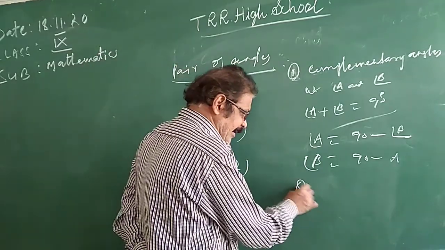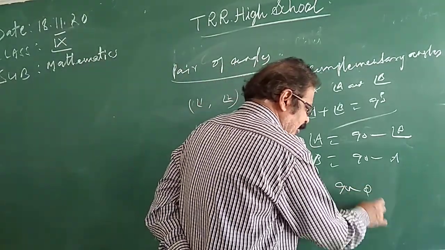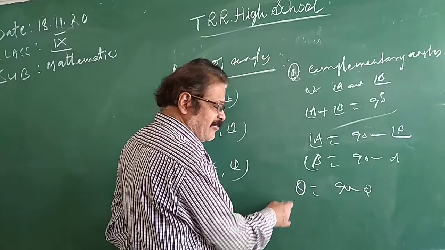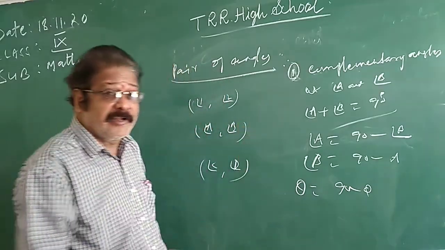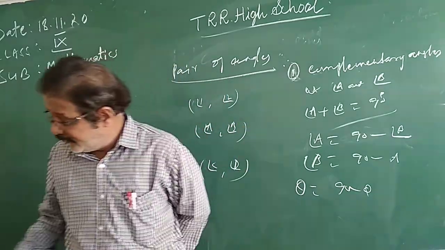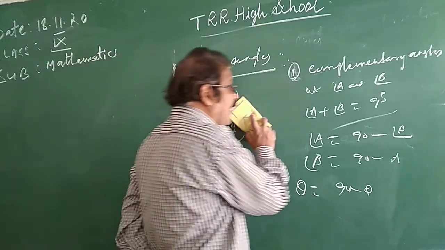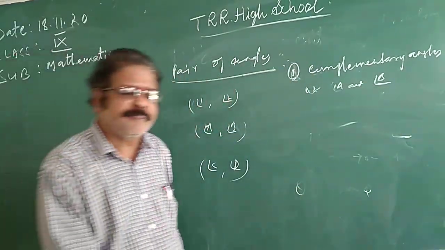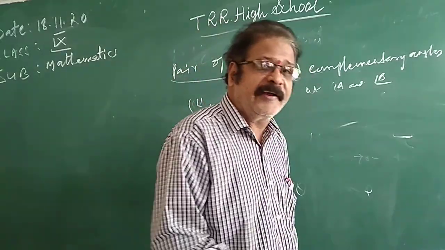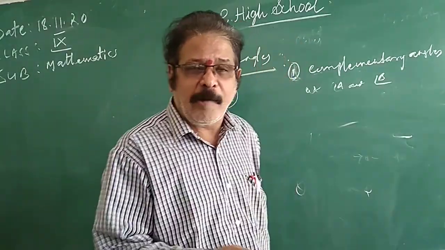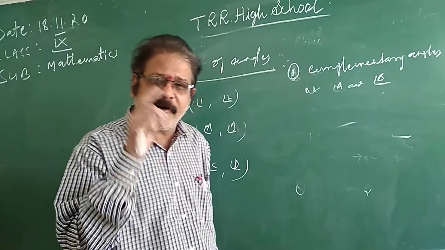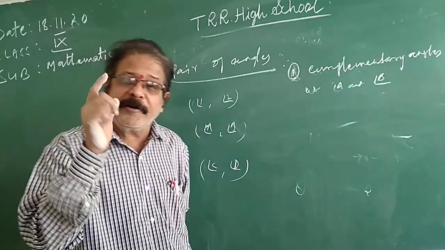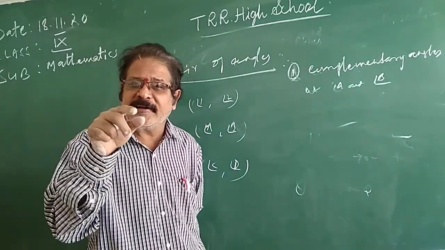The complement of angle theta is what? 90 minus theta. If you add 90 minus theta and theta, you will get 90 degrees. So the complement of 20 degrees is 70. The complement of 70 is 20. The complement of 30 is 60. The complement of 60 is 30. The complement of 50 is 40. The complement of 40 is 50.